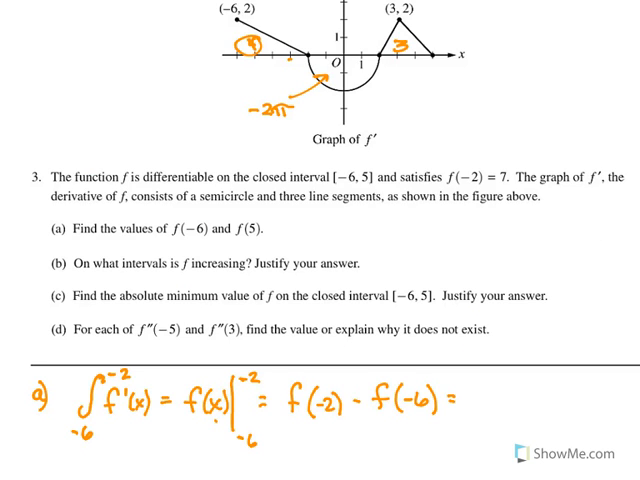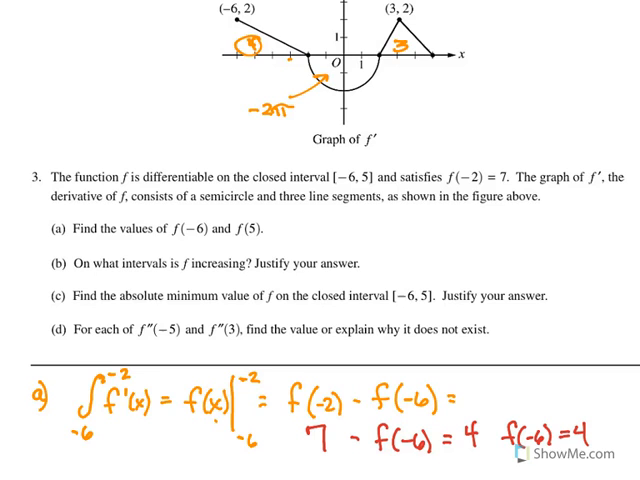Okay, so we know that f of -2 they gave us is 7. And this is classic. They're just going to give us points, and they're going to give us area as well. That's 7 minus f of -6 equals whatever the area is from -6 all the way to -2. Now, if you look at the picture, -6 to -2 is 4. So 7 minus what equals 4? 7 minus 3 equals 4. So f of -6 equals 3.